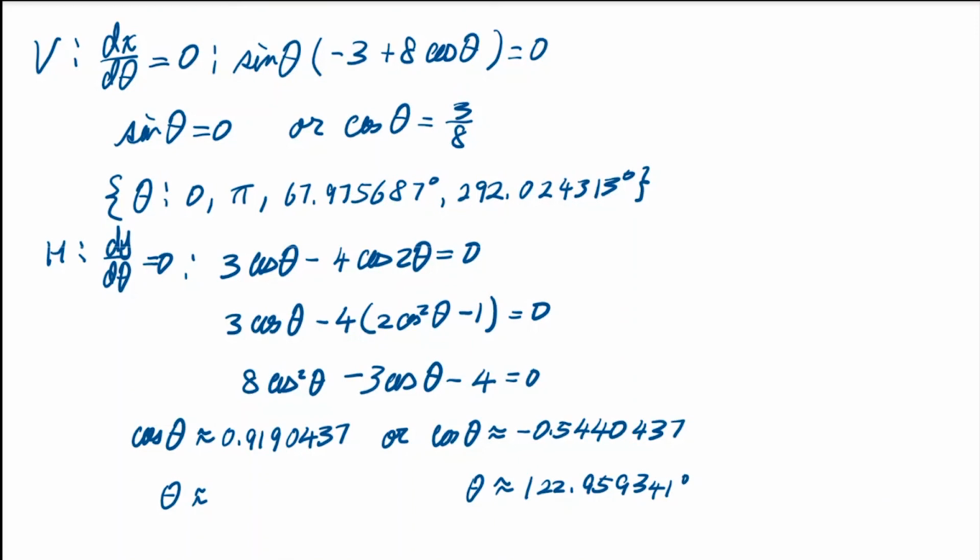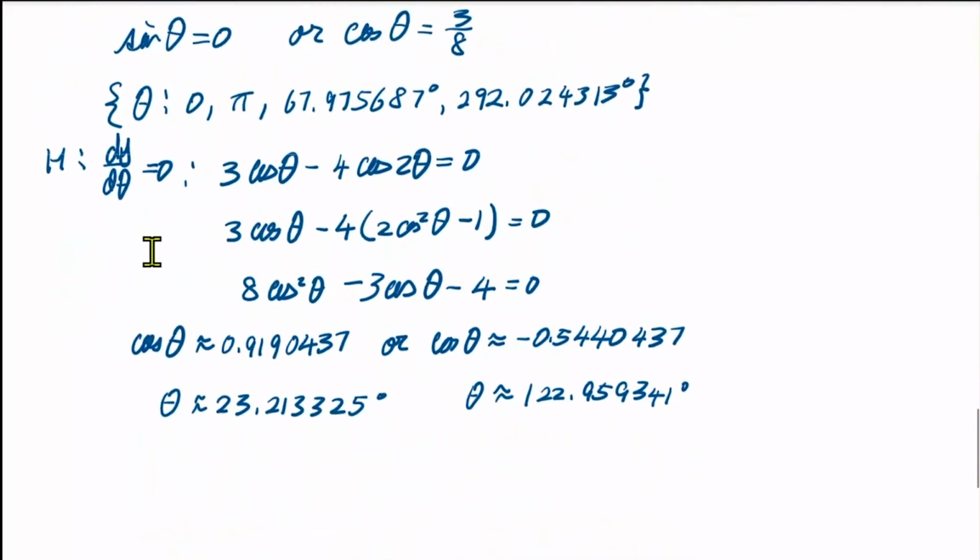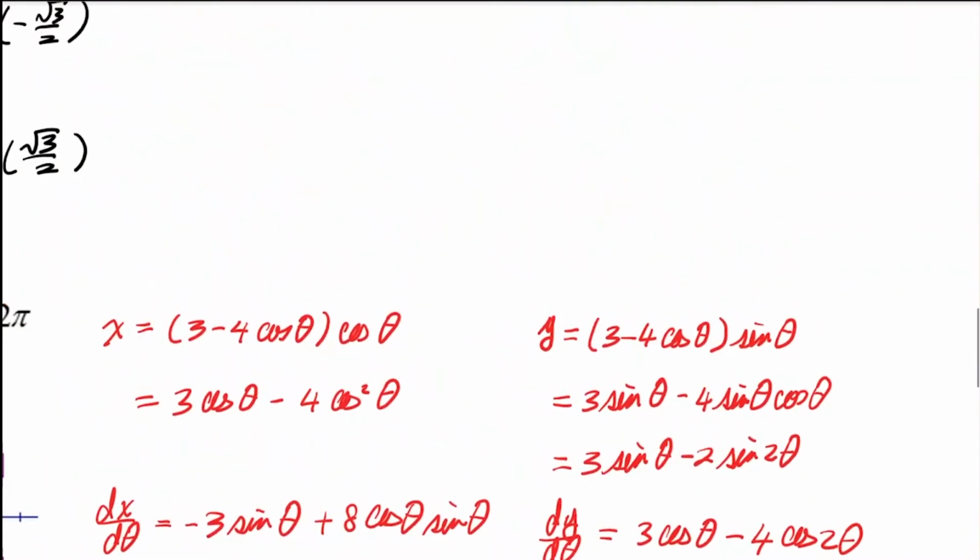It's 23.2133. Can you repeat the whole thing? 23.21332. I need one more digit. Oh, 23.213325, yeah. How about that? Okay, let's just look at the picture and just to make sure we got those right. 23 and 120-ish. Okay.